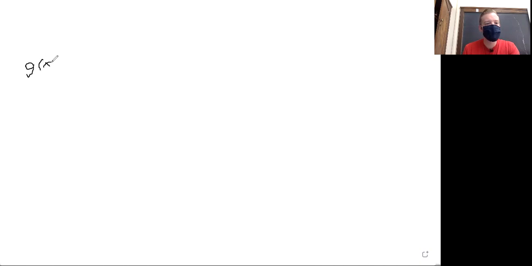G of x equals x squared plus 7x minus 5. So we've got a more complex function here, but it doesn't necessarily make our problem more difficult. We're asked to find g of x plus 15.